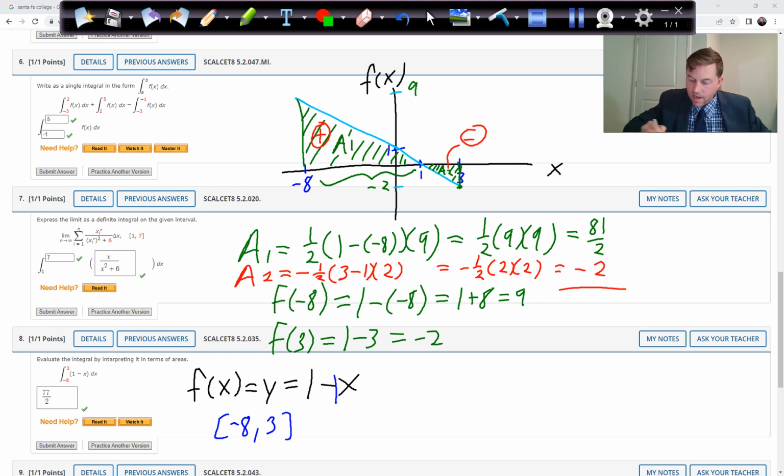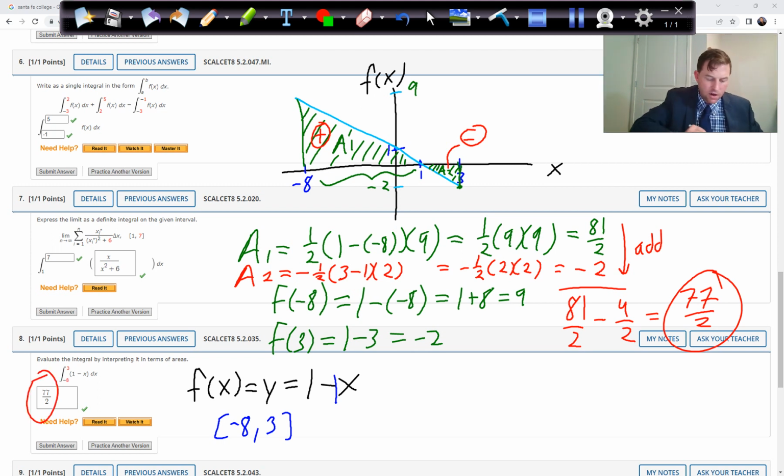And then we just have to add these two areas together. So we get 81/2 minus 4/2, which is 2 with a common denominator of 2, which is 77/2. That would be the area from -8 to 3 of that straight line represented by those two triangles for problem 8.